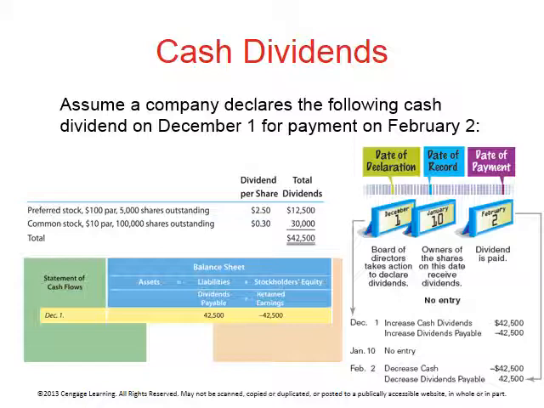So we look at our 3 different dates. On December 1st, that is our declaration date. That is the date the board of directors says we're going to declare a dividend. So on December 1st, our accounting action is going to be to increase dividends and increase dividends payable, which is a liability. And then on February 2nd, when we actually pay the dividend, we decrease cash and we decrease dividends payable.